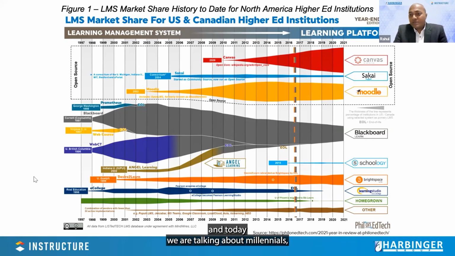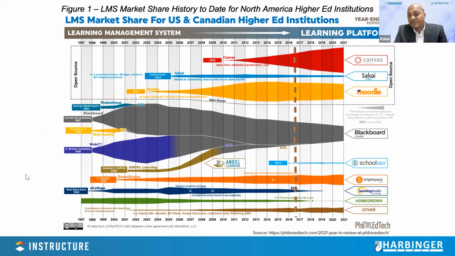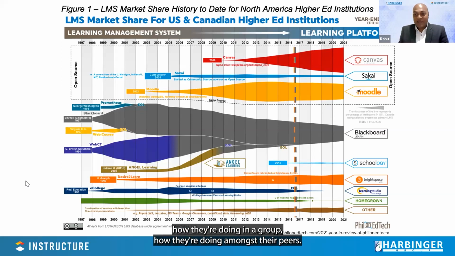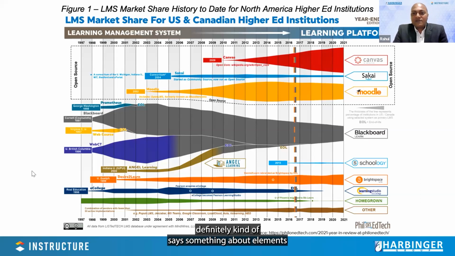And today we are talking about millennials, Gen Zs, and I think they call the next one the Gen Alphas. They want instant feedback on how they are doing, how they are progressing, and not just about themselves. They want to know how they are doing in a group, amongst their peers. So this graph definitely says something about LMSs which are able to keep up with the changing demands of the learners and faculties today.